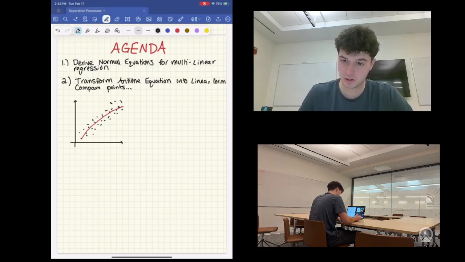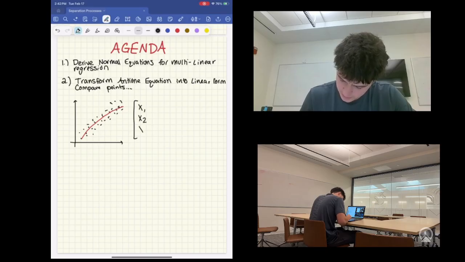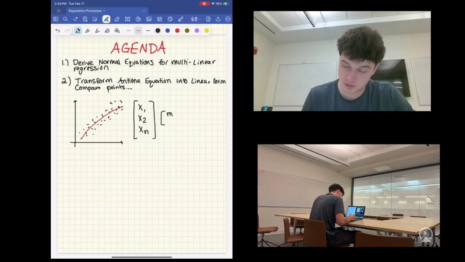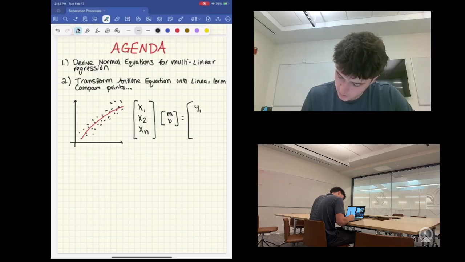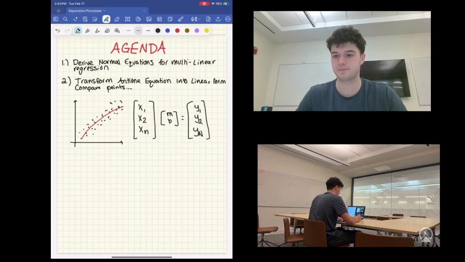And to follow along with this, we're going to be using matrix math. You'll have a matrix as follows: x1, x2, all the way to xn, which will then be multiplied by the slope, which is always m, and our y-intercept, which is b. And this will result in our y-coordinates, which will be y1, y2, all the way to yn, and so on and so forth.